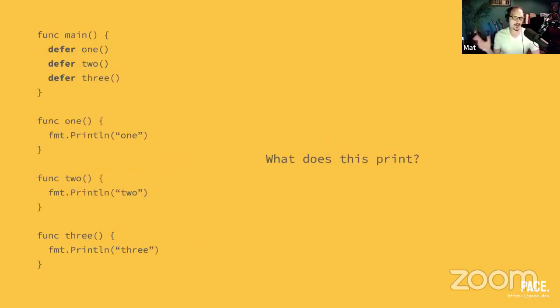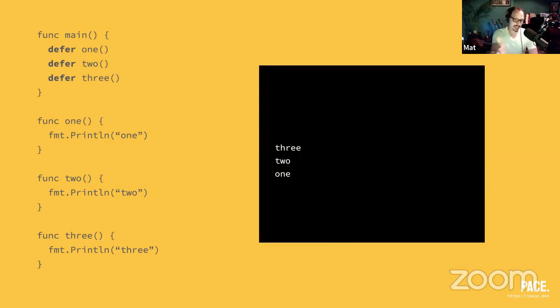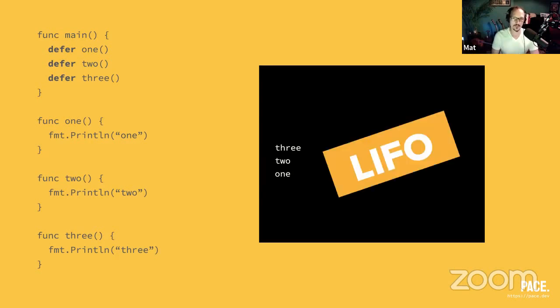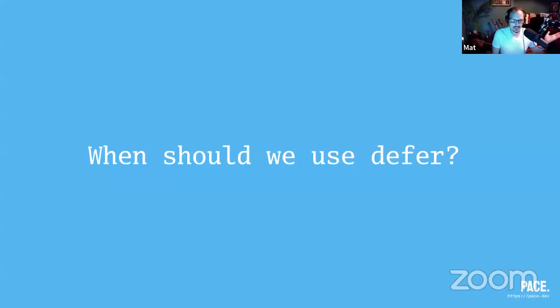So remember the thing about the reverse order. What would you expect this to then print? You'd be forgiven for thinking this is going to print 1, 2, 3. But actually, yes, they run in the reverse order in which you call them. So that's called LIFO, which is last in, first out. And that's it. At its core, that's as simple as defer can be.